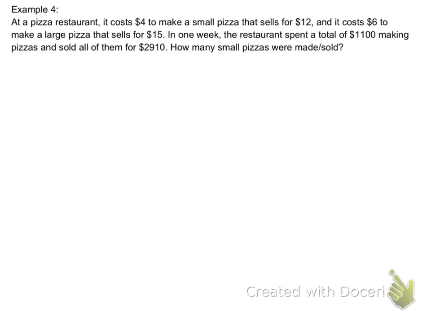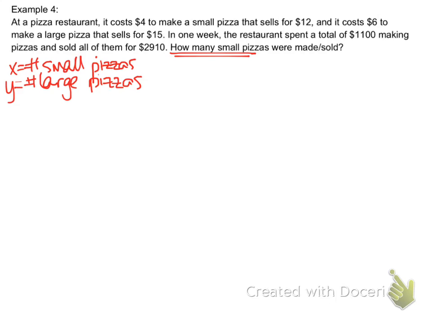The first thing we need to do is define our variable, and the place you look to define your variable is always in the question, and it asks how many small pizzas. Therefore, x is going to be the number of small pizzas, and the only other thing we're talking about is large pizzas. So now let's organize our information.